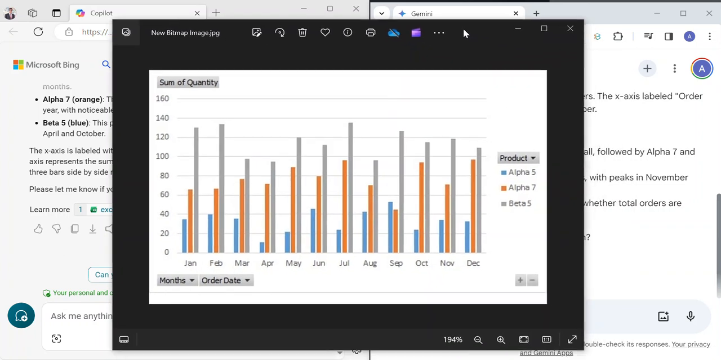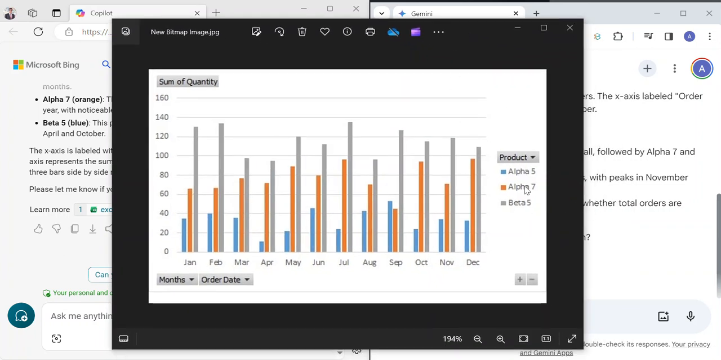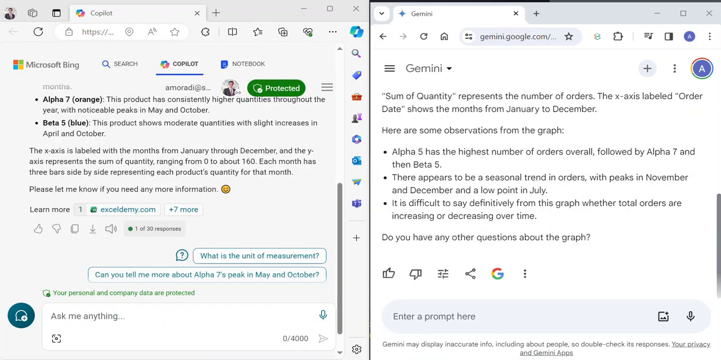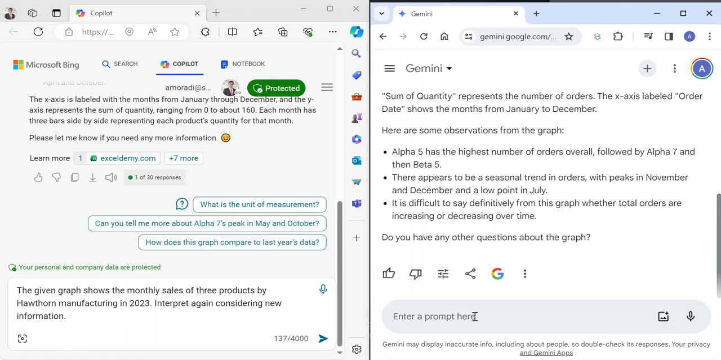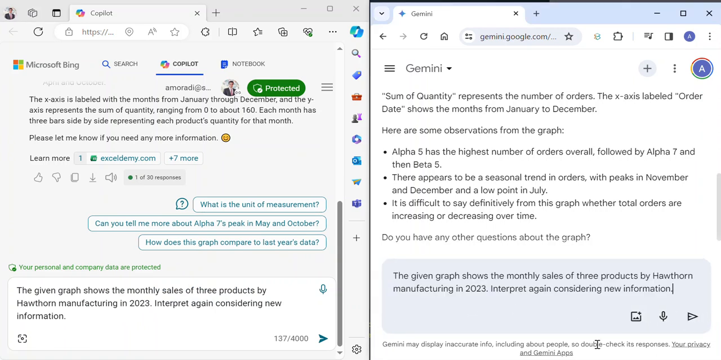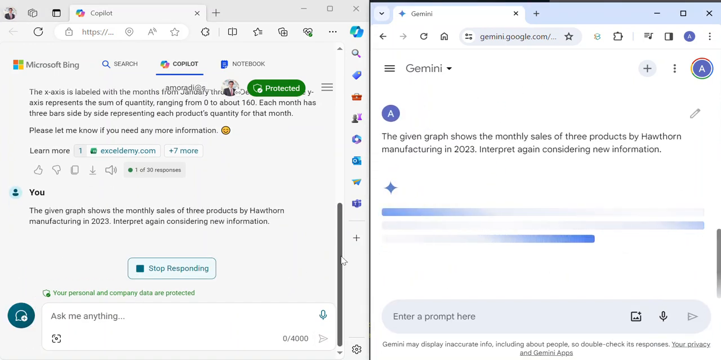Now also let me show you the actual graph. We have 3 products here, then we have monthly sales, and basically we have a comparison. Now it is always good and important to provide some background information. Just simply adding an image and asking for interpretation doesn't look to be the right approach. Now I'm going to give some new information, saying this is about monthly sales of 2 different companies, and then let's see how they go.